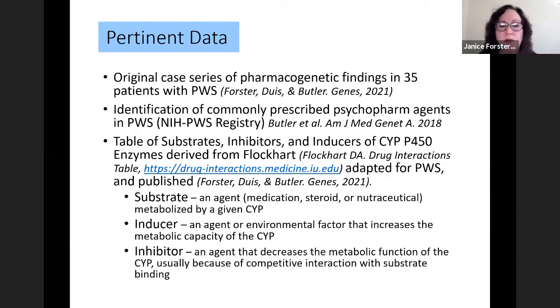And then finally, I want to bring to your attention the table of substrates, inhibitors, and inducers of cytochrome P450. This is able to be downloaded. Please take advantage of this. This was originally derived from the Flockhart table of drug interactions, and then it was adapted for PWS and published in the Genes article. So just to review, a substrate is an agent, could be a medication, a steroid, or a nutraceutical that is metabolized by a given cytochrome. An inducer is an agent or environmental factor that increases metabolic capacity, and an inhibitor does the opposite. It decreases metabolic function, usually because of competition at the site of binding.